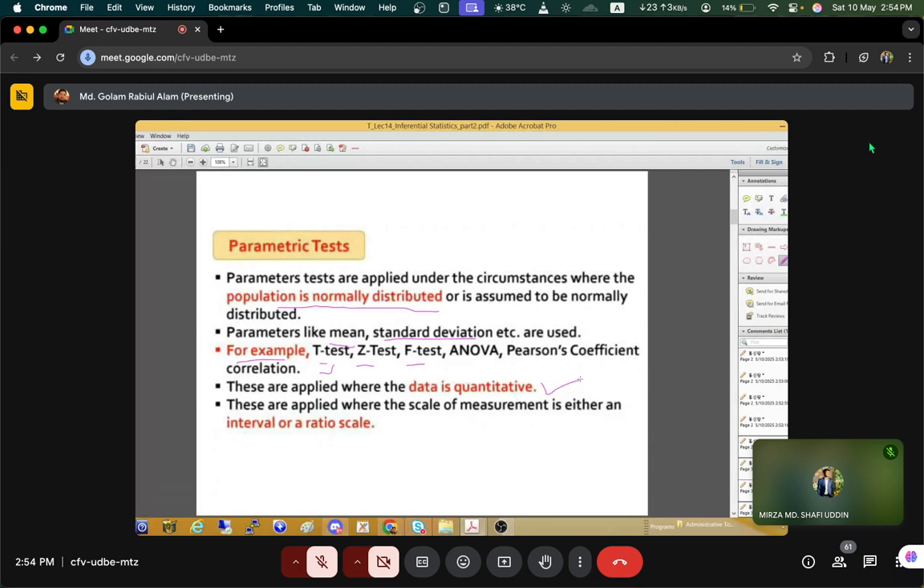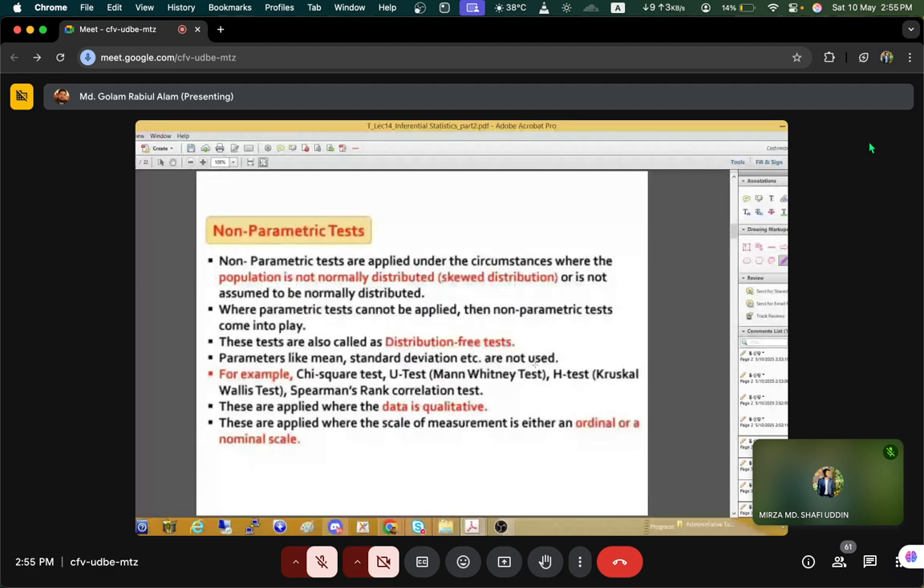But how about non-parametric tests? In non-parametric tests, the main consideration is whether your data is normally distributed or not. If the data is not normally distributed, if some sort of skewed distribution is there, then you have to think about non-parametric tests. Where parametric tests cannot be applied, in that case also we have to consider non-parametric tests.